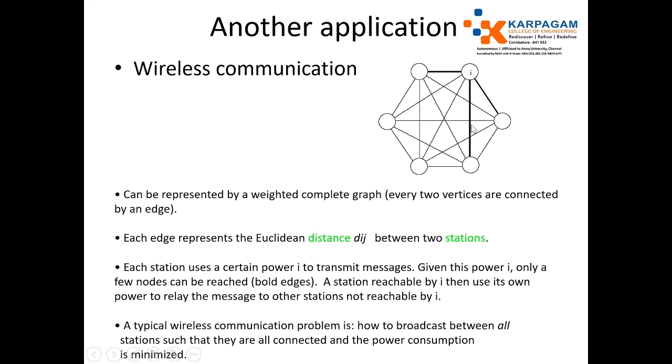A station reachable by I then uses its own power to relay the messages to other stations not reachable by I. A typical wireless communication problem is how to broadcast between all stations such that they are all connected and power consumption is minimized. It is a typical problem corresponding to wireless communication, which makes use of graph.